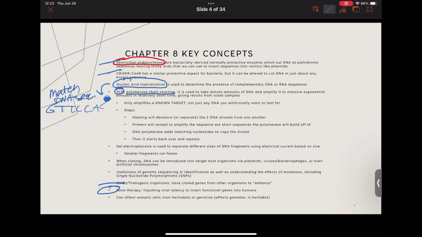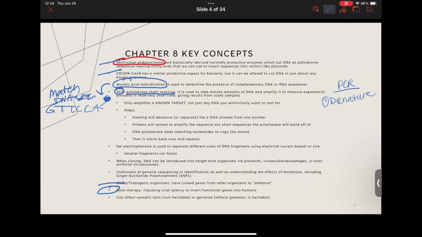Polymerase chain reaction. I know for a fact you'll get asked about the steps in PCR, and there's only 3 major steps. I know that's on the test. So the 3 major steps in PCR, and it's in the notes and it's here as well. The first step is denaturation.